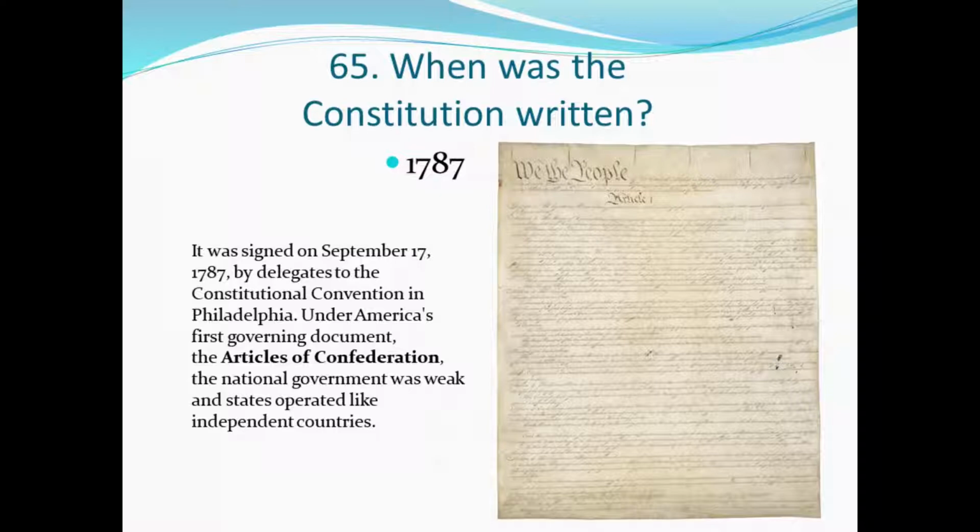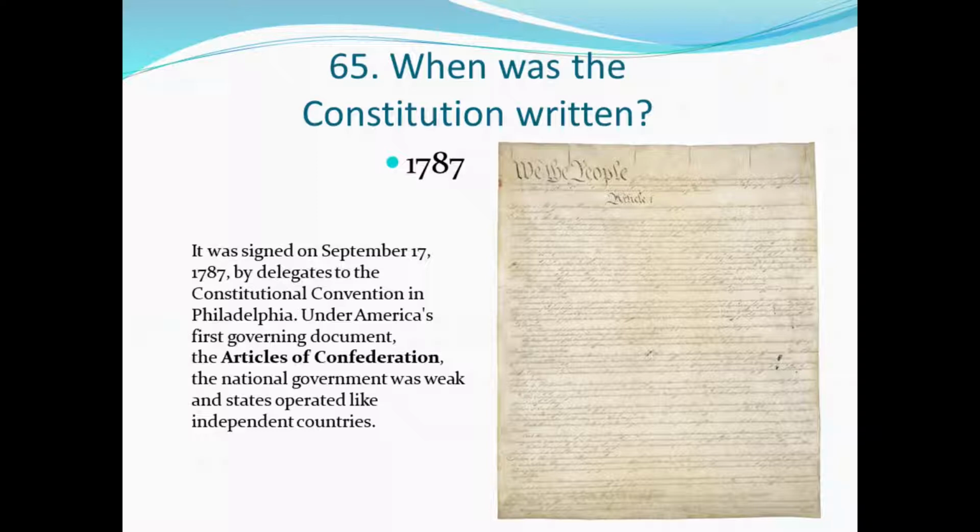And when was the Constitution written? 1787. Now, this is a difficult question for a lot of people. Sometimes they get this confused with the Declaration of Independence, which was signed in 1776.